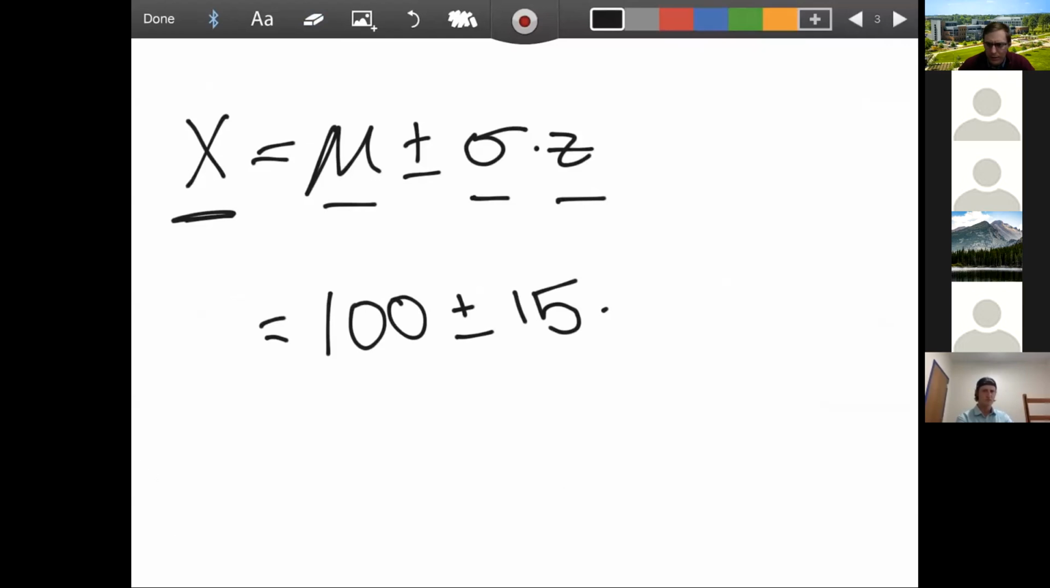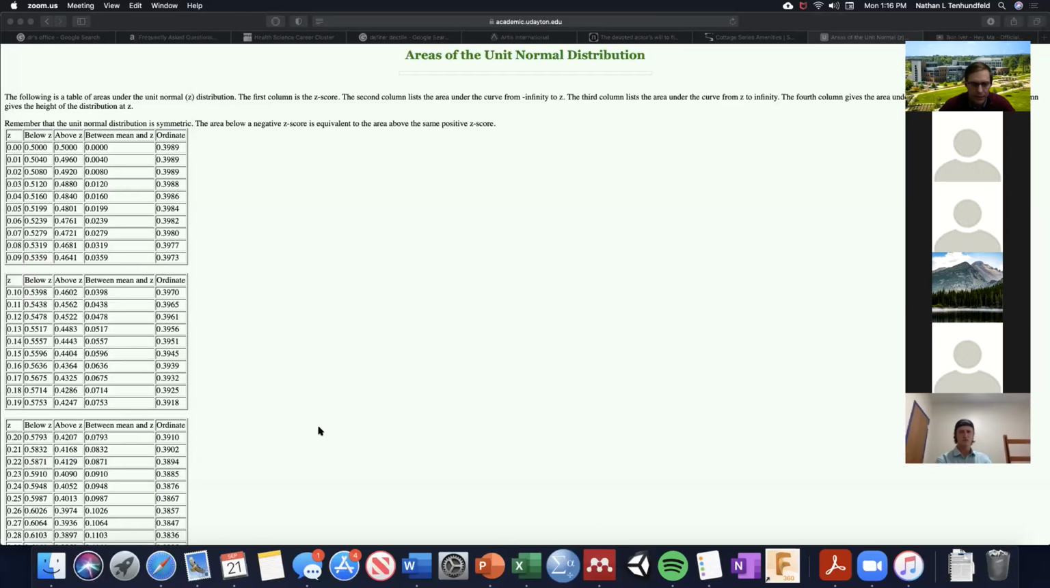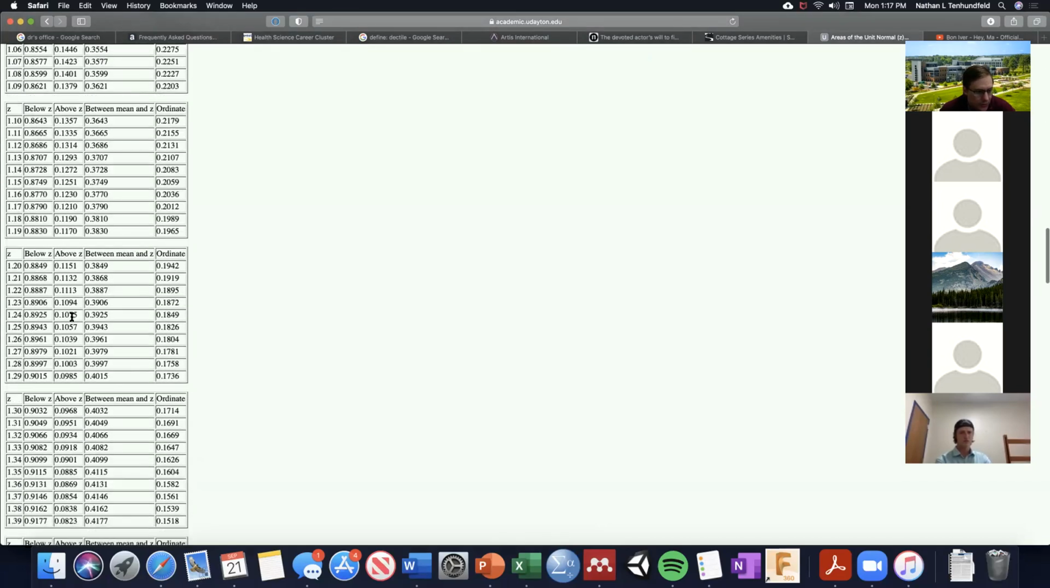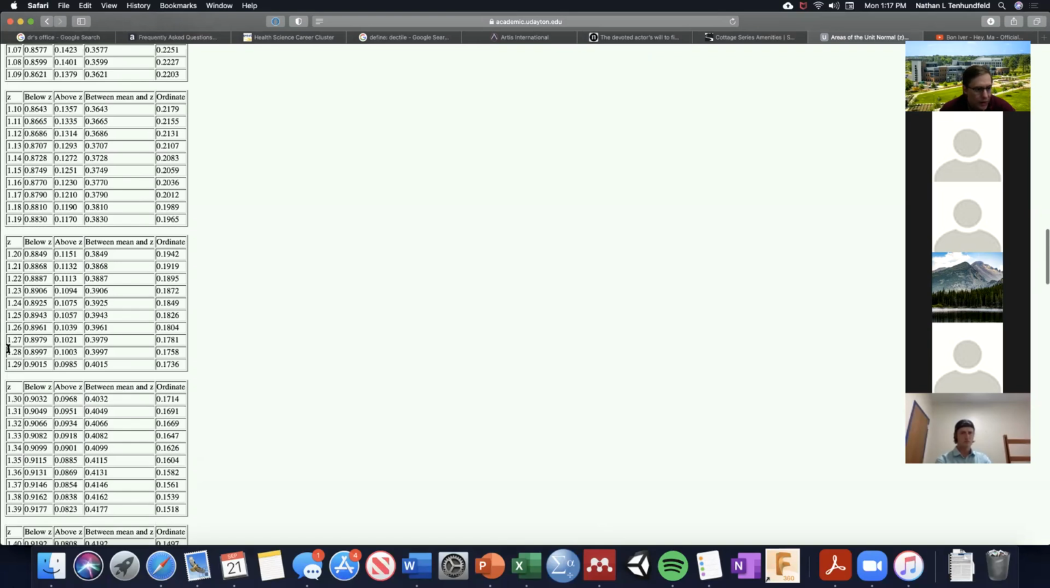All right. Let me stop the share. Share the desktop. All right. So if we want the middle 80%, we want 10% in each one of the tails. We scroll all the way down, and we find that a z-score of 1.28 gives us 10% in each of the tails.